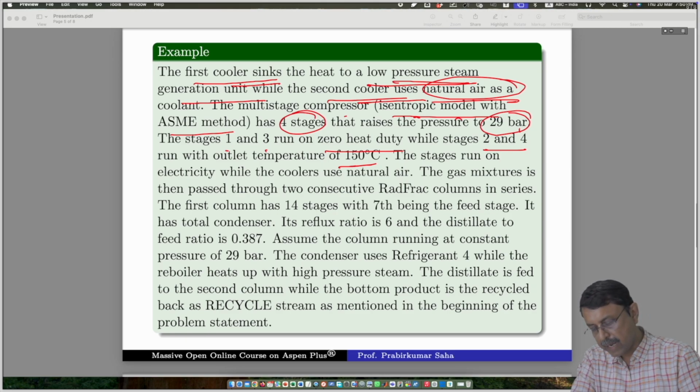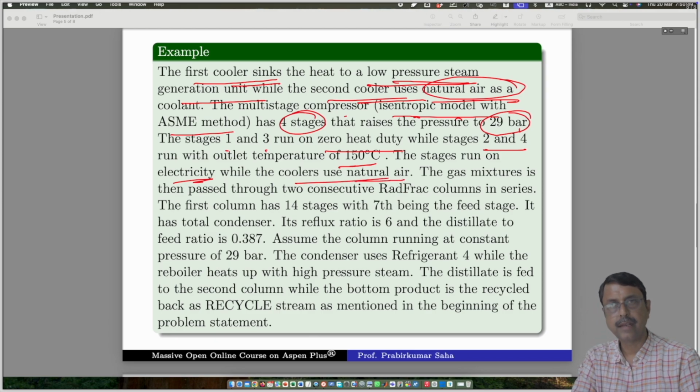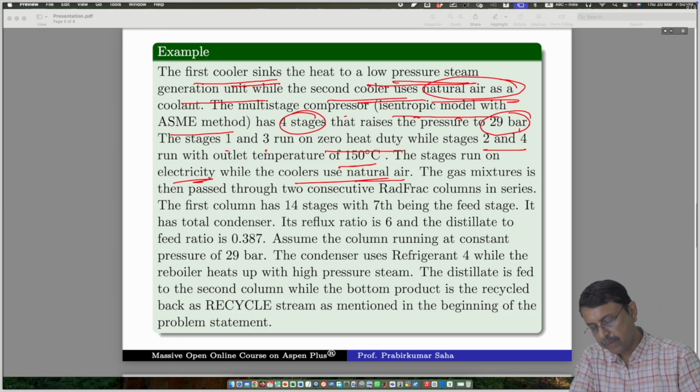The stages run on electricity, so this is the utility again, while the coolers use natural air. Because as you know, the compressor develops a lot of heat energy because you are pressurizing the gas, so it will generate a lot of heat. So you need the cooler. So the stages run on electricity while coolers use natural air.